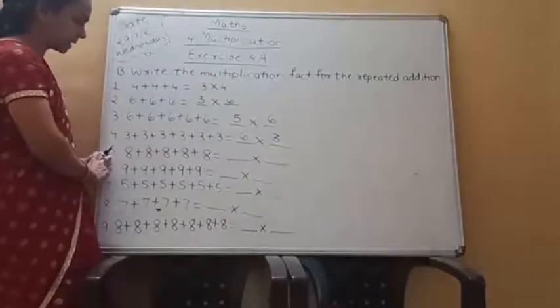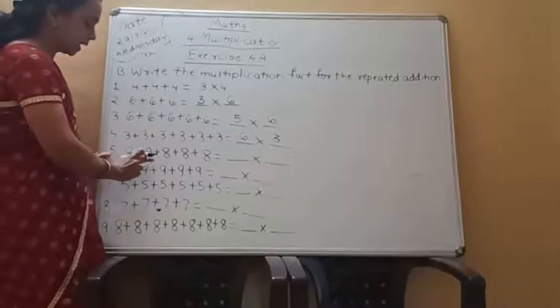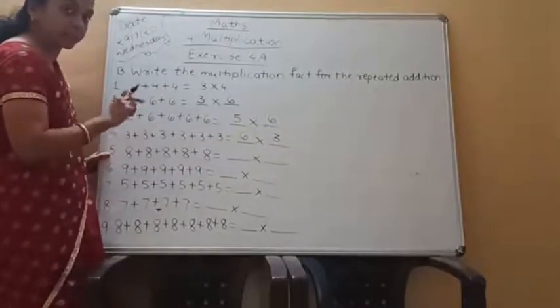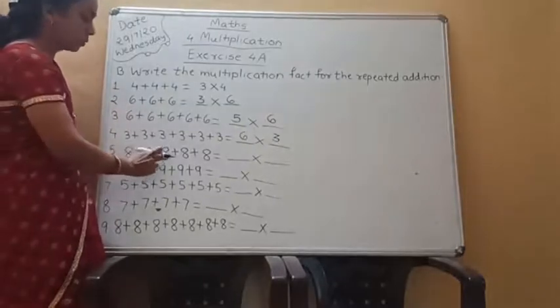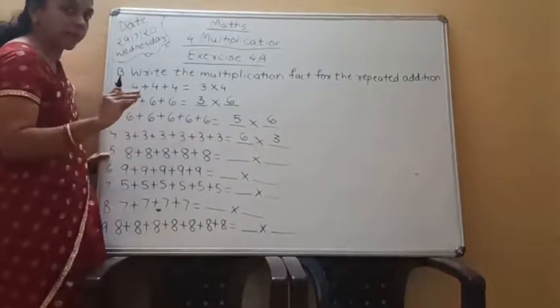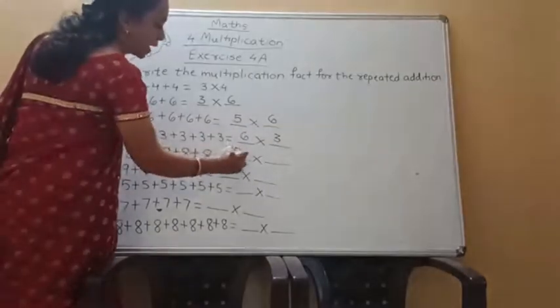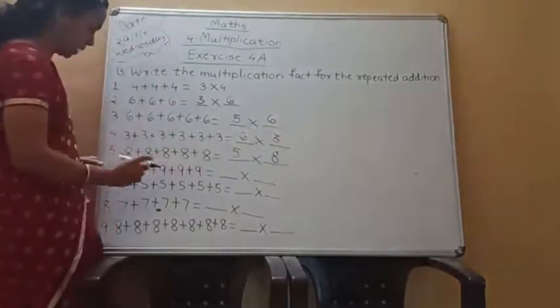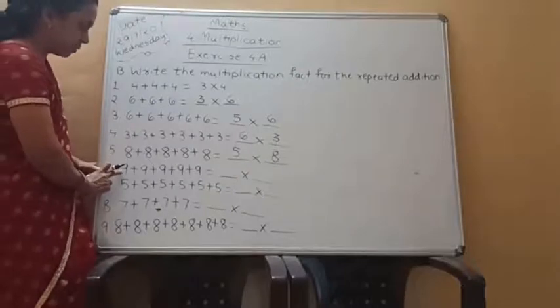Okay. Now see the next example. 8 plus 8 plus 8 plus 8 plus 8. How many times is 8 given? 1, 2, 3, 4, 5. First write down 5 and then you write down this number 8.